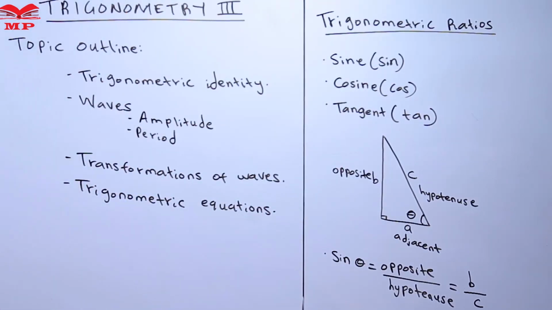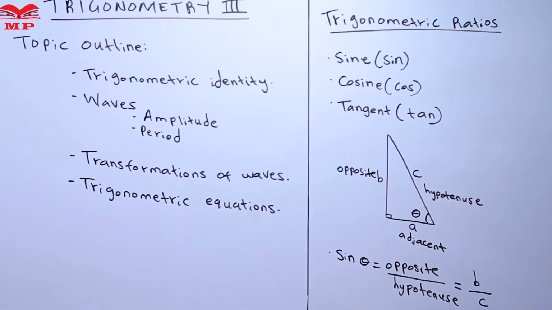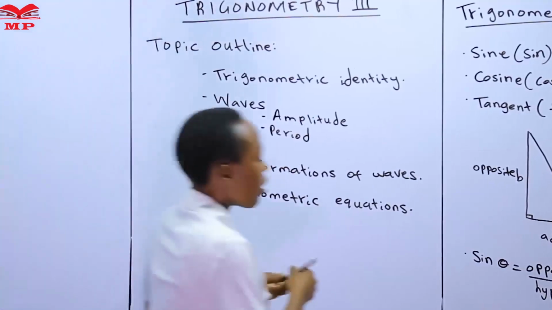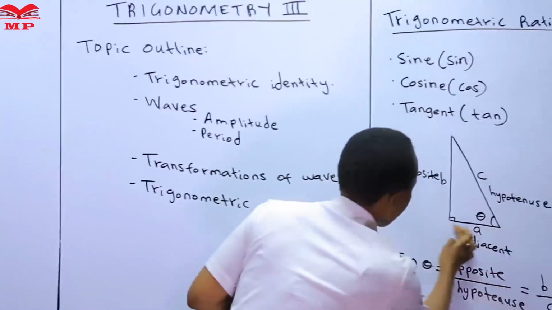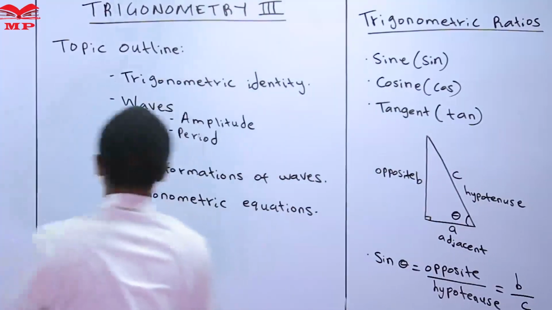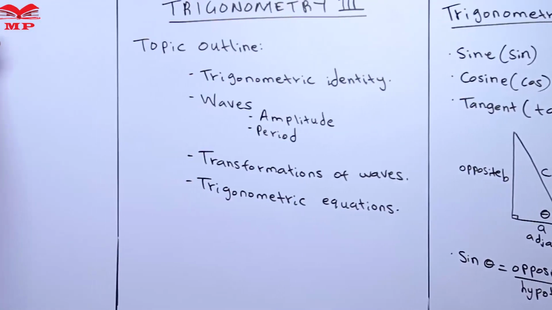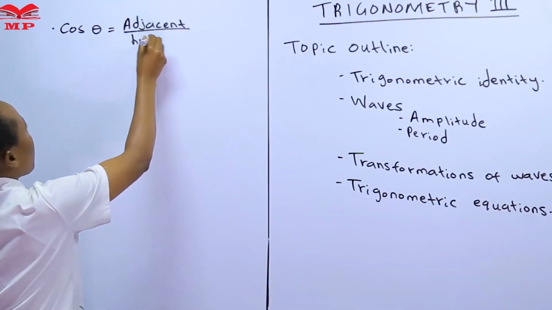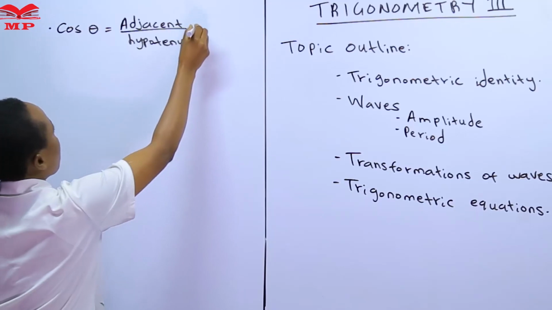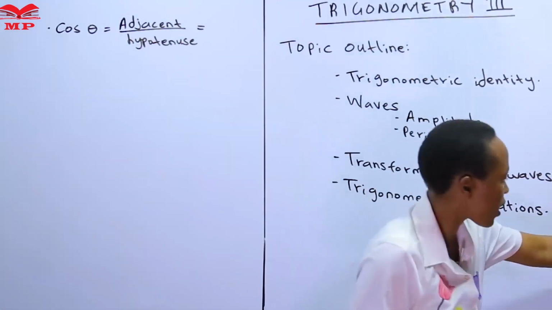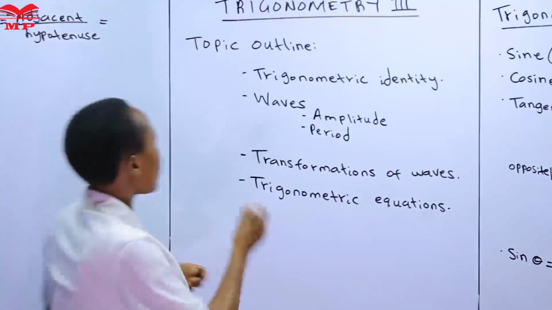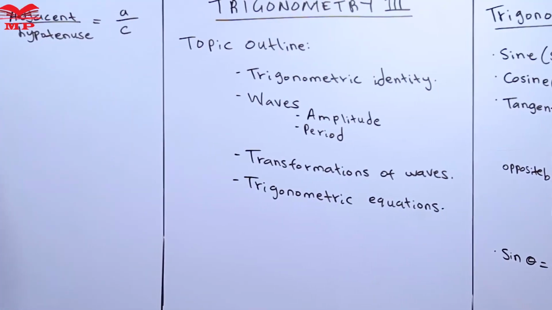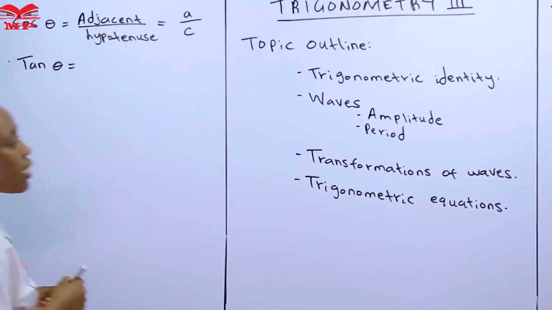Then we move on to the cosine, cos theta. Cos theta is given by the adjacent all over the hypotenuse. From the previous knowledge, adjacent all over the hypotenuse, which is equal to, our adjacent is A, hypotenuse C. So we have A all over C. Then finally in this we have the tan theta, the tangent.